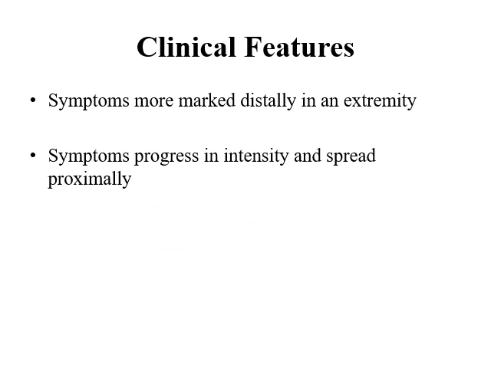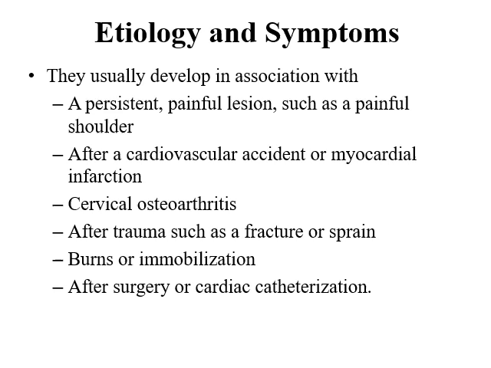Clinical features: the symptoms are more marked distally in the extremity, and they progress in intensity and spread to proximal parts as well. Etiology and symptoms: they usually develop in association with a persistent painful lesion such as a painful shoulder after a cardiovascular accident or myocardial infarction, cervical osteoarthritis, that is cervical spondylitis, after trauma such as fracture or sprain, burns or immobilization, and after surgery or cardiac catheterization.